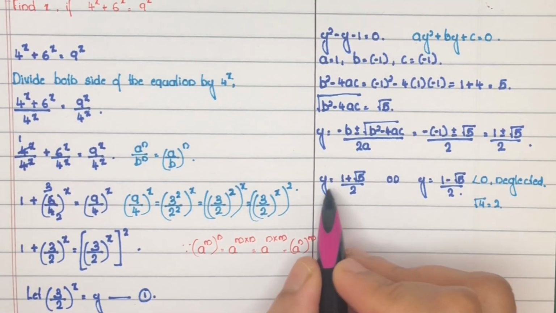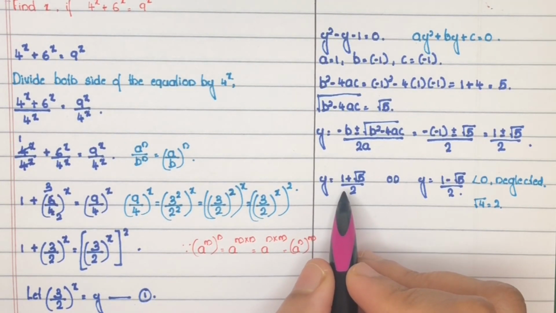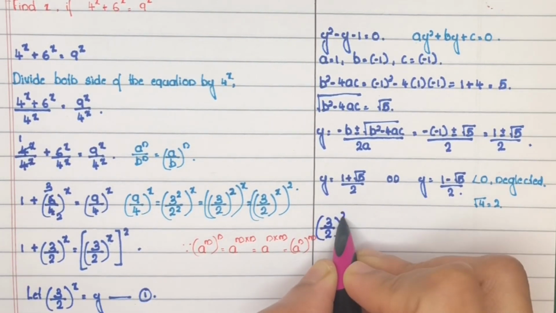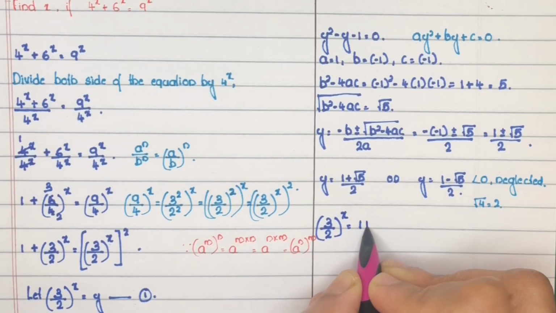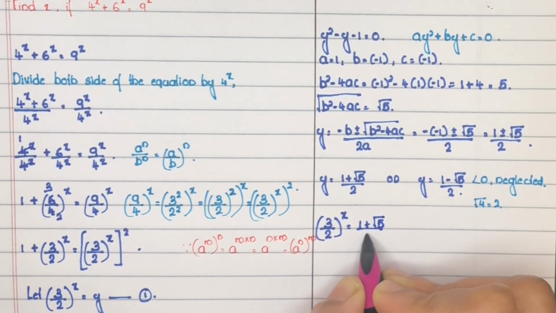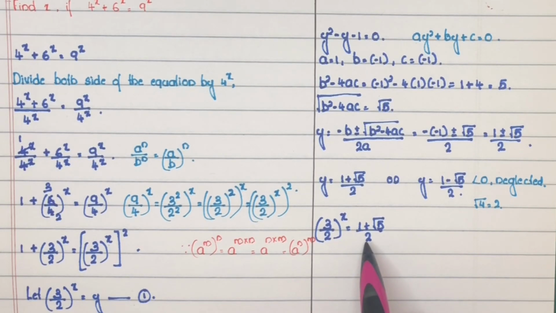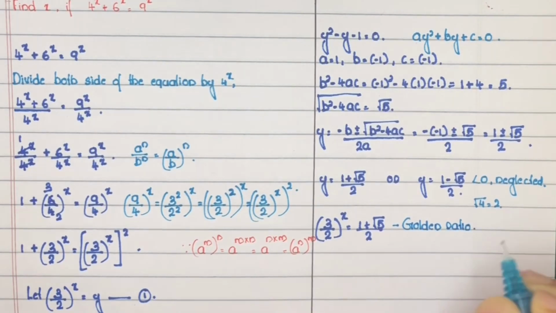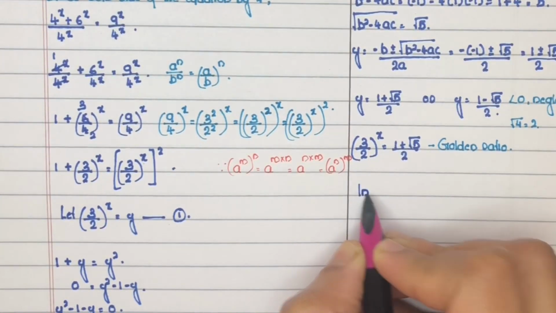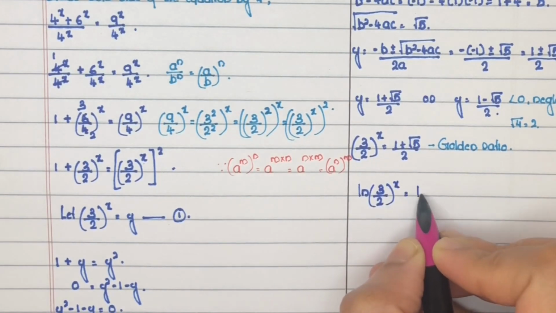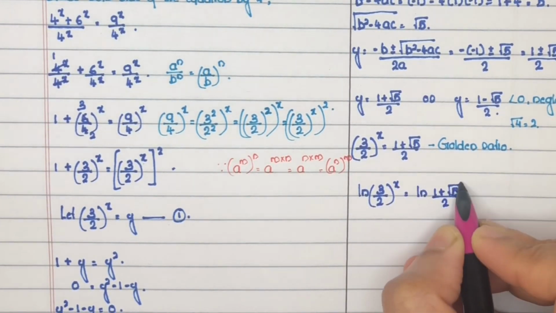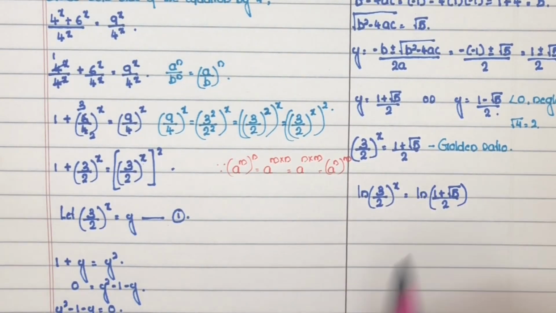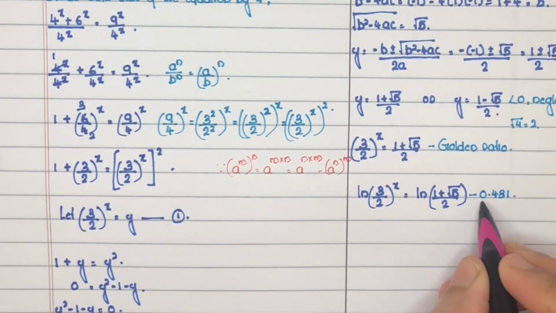Now solve this for finding the value of x. y is equal to 3 by 2 whole raised to x. So this implies 3 by 2 whole raised to x equal to 1 plus root 5 by 2. And this 1 plus root 5 by 2 is called the golden ratio. Taking natural log on both sides, log of 3 by 2 whole raised to x equal to log of 1 plus root 5 by 2. Natural log of the golden ratio is 0.481.